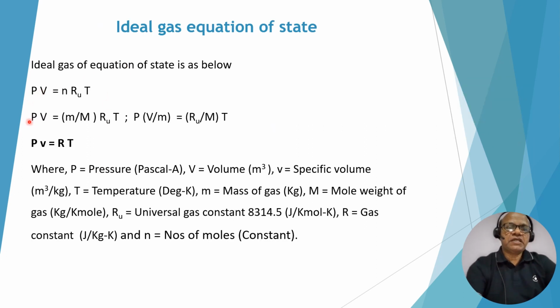The ideal gas equation of state is PV = nRT. On simplification, we can write Pv = RT, where P is the pressure, v is the specific volume, R is the gas constant, and T is the temperature.